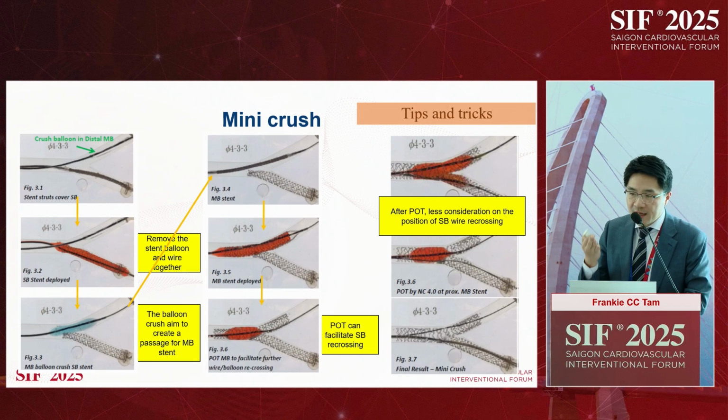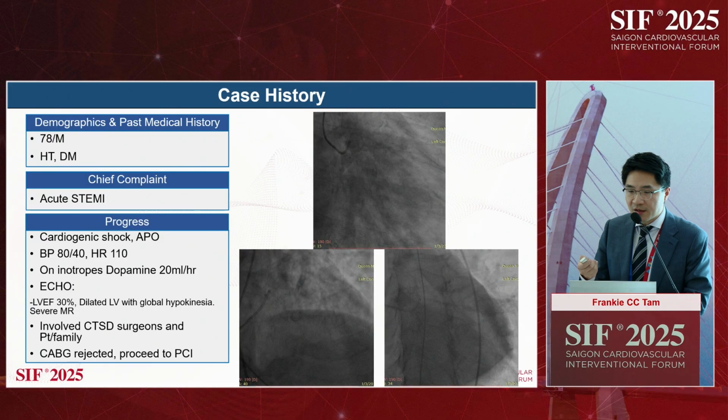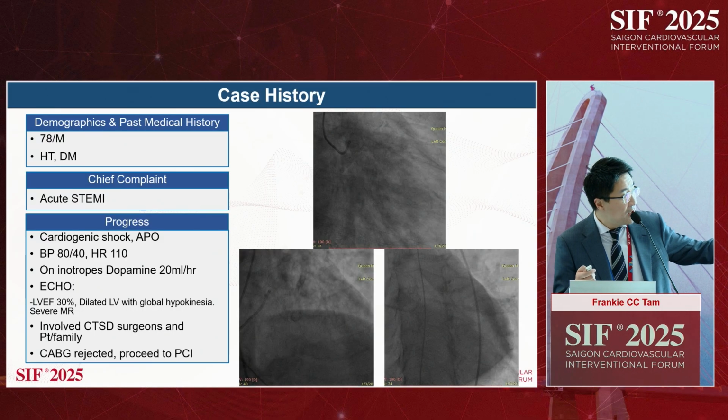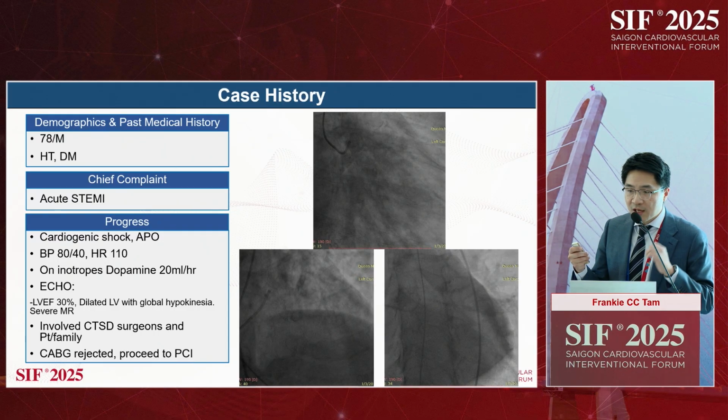Again, as I mentioned, this is the quickest way of performing a two-stent strategy in bifurcation, and at the same time, you always have access to the main branch and the side branch before you do any rewiring. This is a very quick case illustration. A man with hypertension and diabetes. Can you play the video, please? This patient actually had acute STEMI, cardiogenic shock, APO, tachycardia, leading to inotropes.